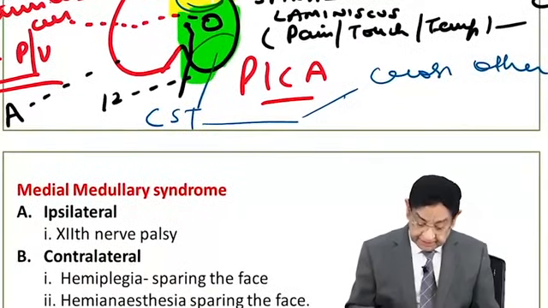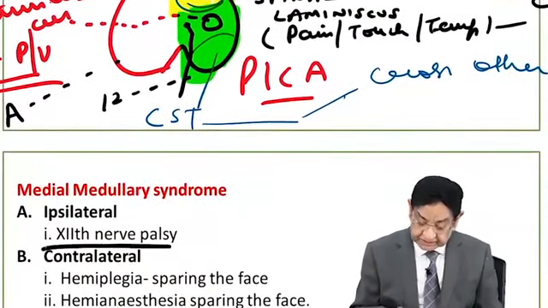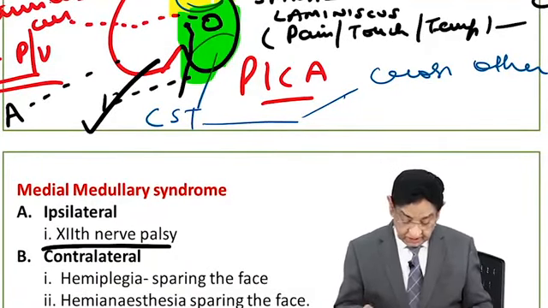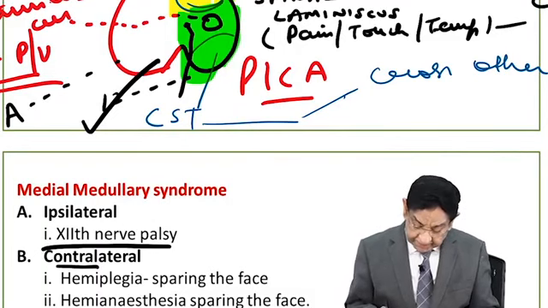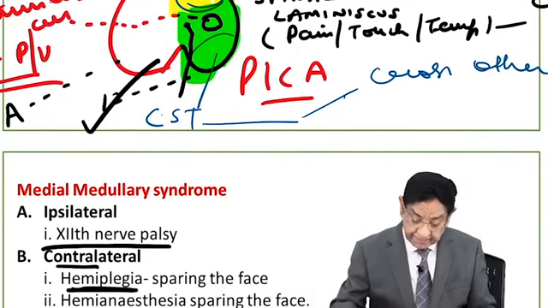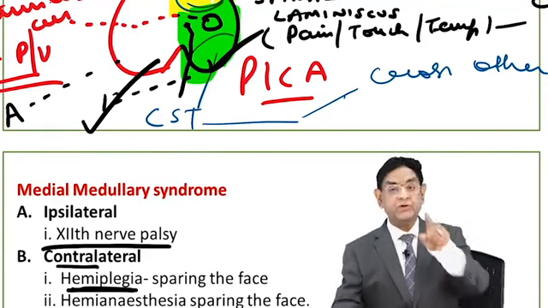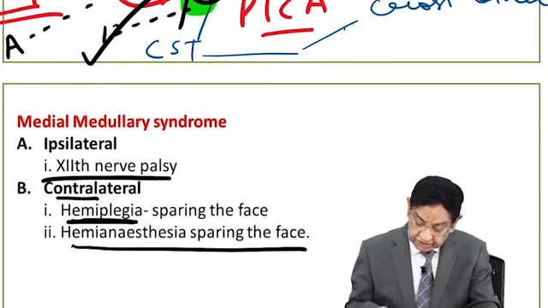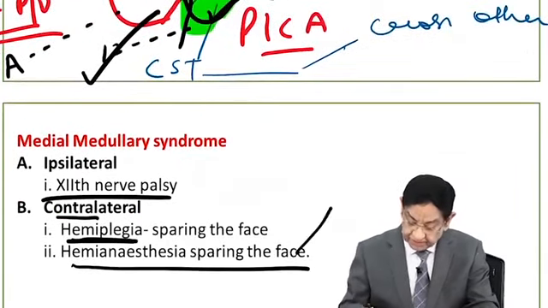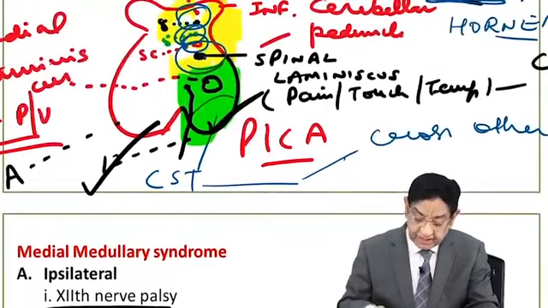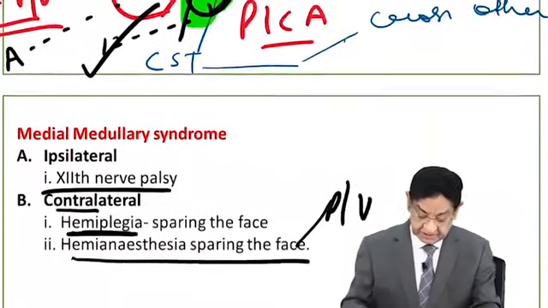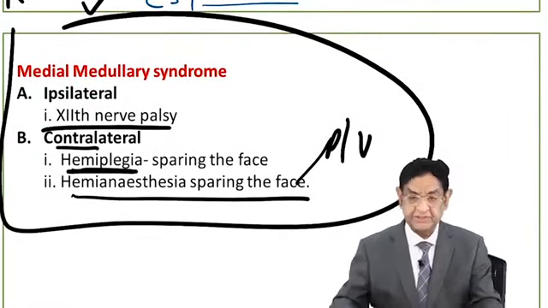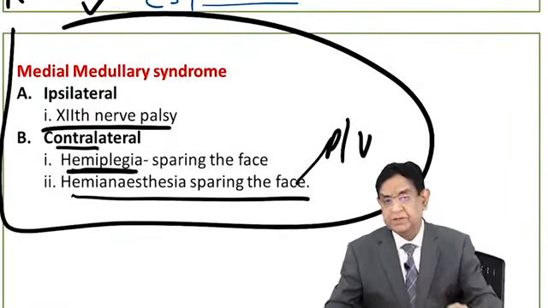He'll come to us with ipsilateral 12th nerve palsy, same side. Contralateral hemiplegia. Why? Corticospinal tract is involved. Contralateral loss of position and vibration. Why? Medial lemniscus. And this is known as medial medullary syndrome. Make a box of this line.